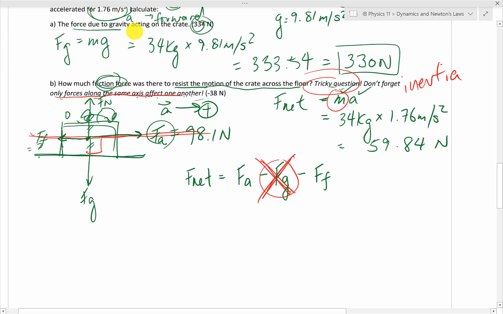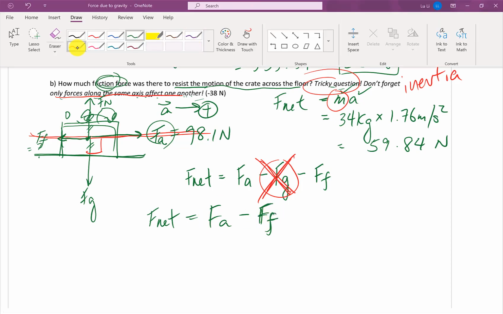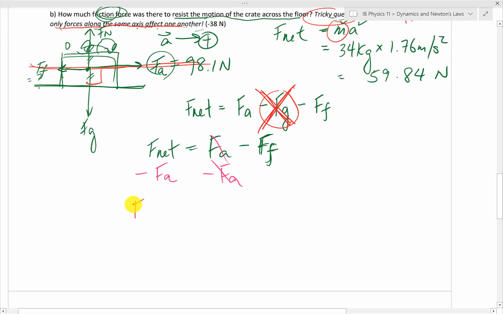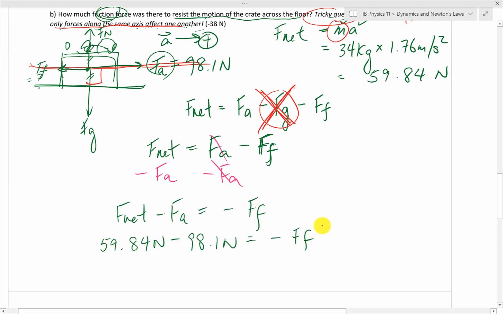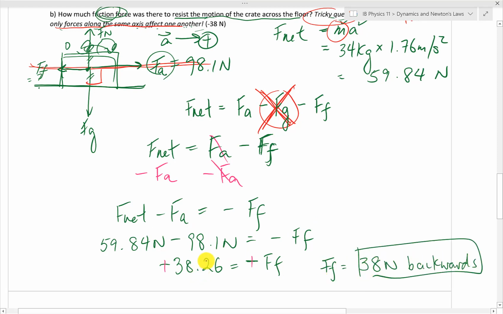So this is what we actually have. Fnet equals the applied force minus the friction force. If we want to solve for the friction force, we need to isolate it, and let's do that right now. Substituting our values in, we get 38.26, where the two negatives cancel out on both sides of the equation, rounding to 38 newtons in the backwards direction because we're talking about the friction force.